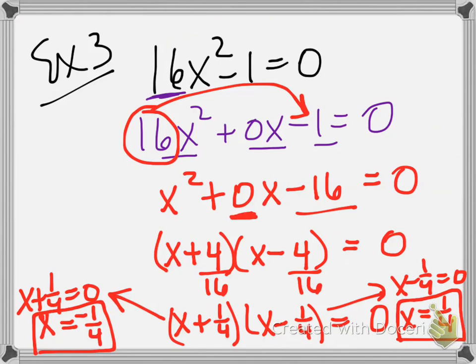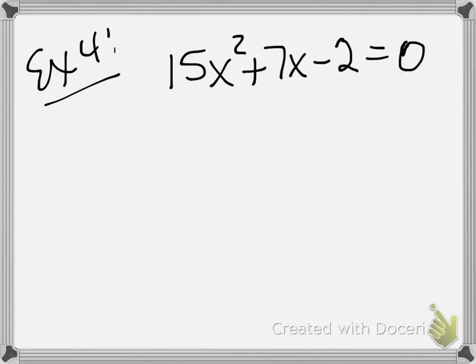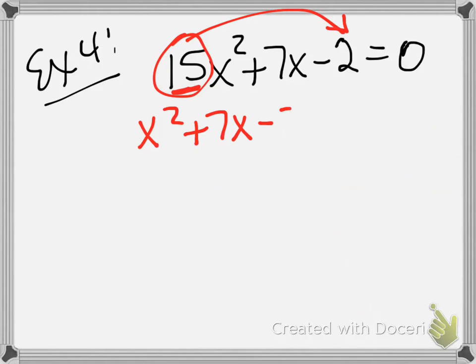Okay, let's try another one. All right, this one is also equal to 0, and it has our leading coefficient. So we start out by multiplying the 15 to the end, which gives me x squared plus 7x minus 30. All right, what multiplies to give me 30? I'm going to write this over here. That adds to give me 7.